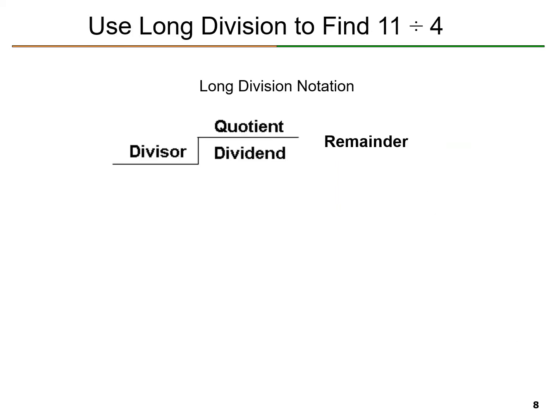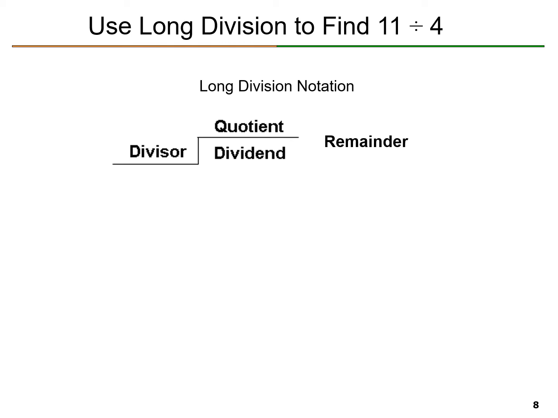Okay, let's use long division to find the answer to 11 divided by 4. Here is the long division notation. Remember, we have the divisor written in this position. The dividend is written to the right of the divisor. The quotient, which is part of the answer, is written on top of the dividend. And the remainder, which is the other component of the answer, is written to the right in this position. So let's go ahead and get started.